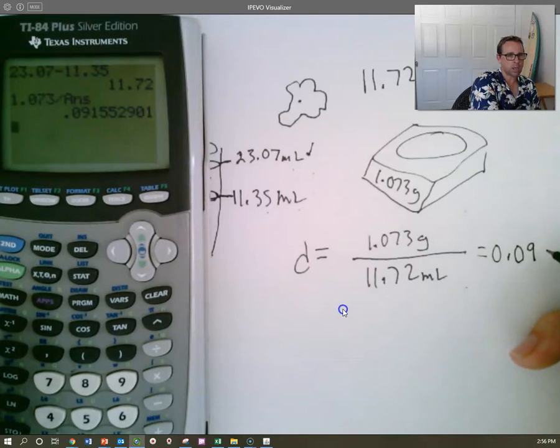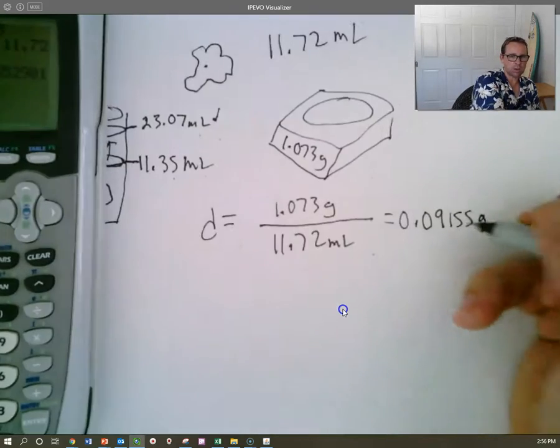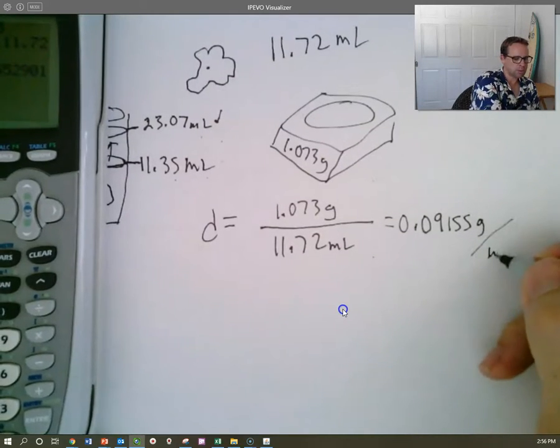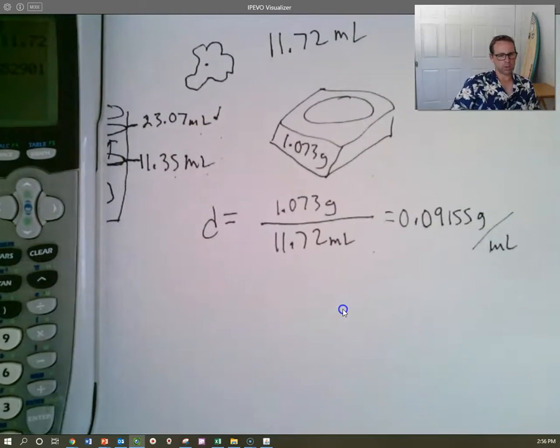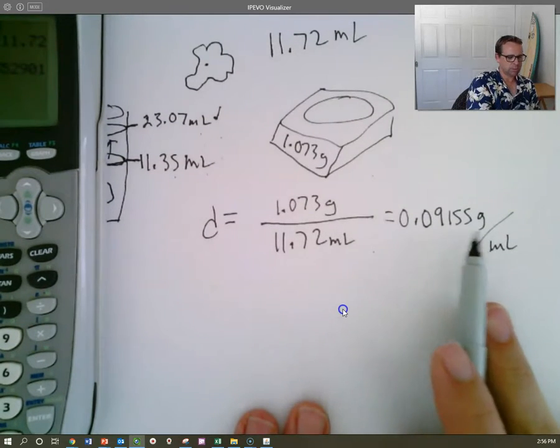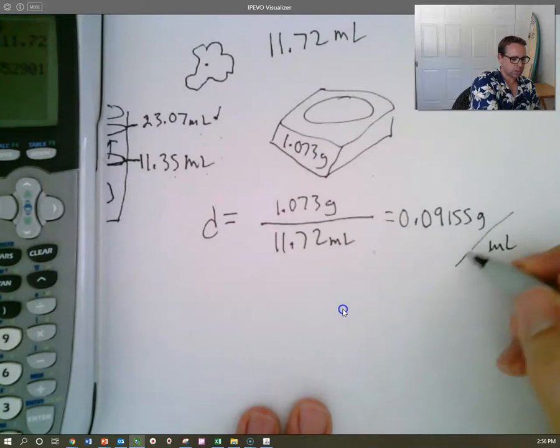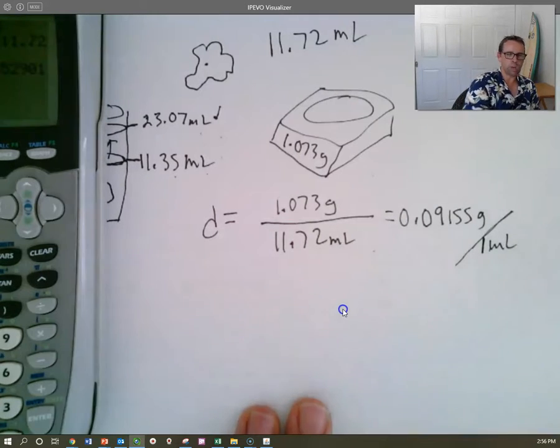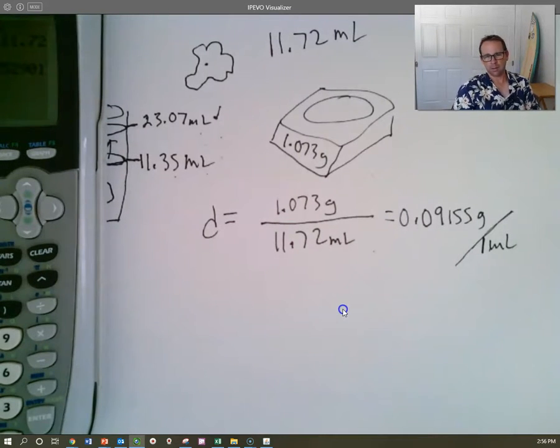and that gives us our density of 0.09155 significant figures. And the units are, again, grams per milliliter. 0.09155 grams, and you can think of it as for every 1 milliliter of that material.